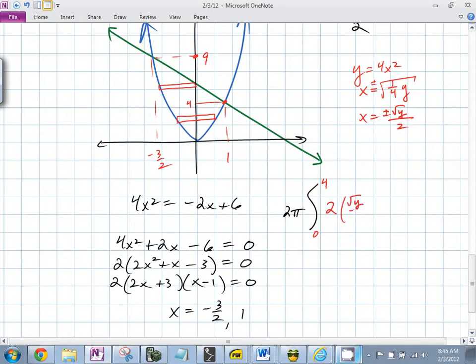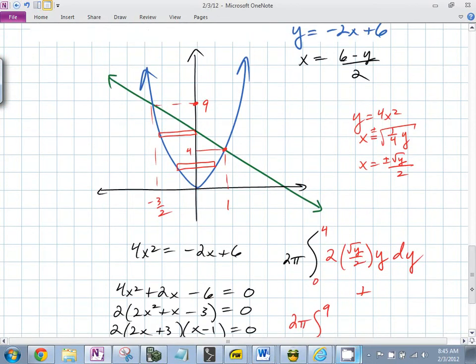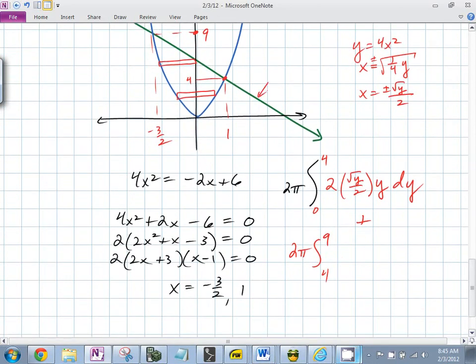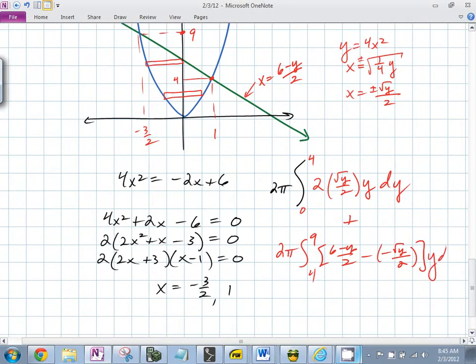This right here is the height. What else? We need the radius though, right? The radius in this case is what? Y dy. That's the first one. And what are we adding to it? 2 pi from 4 to 9 of, and this is the one we were just about to set up here. You need the green here, but you need that in terms of, so x is equal to what? 6 minus y over 2. So it's 6 minus y over 2 minus the negative root y over 2. And what do we multiply on the outside? Y dy. You're absolutely right. This was a little nastier. So in this case, which method do you think is easier, shells or washers? Which one do you think?